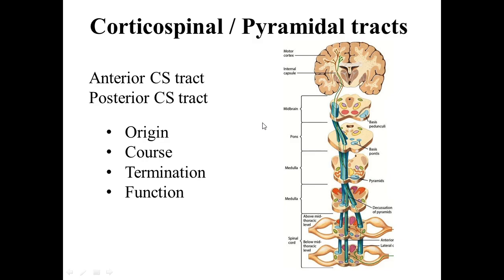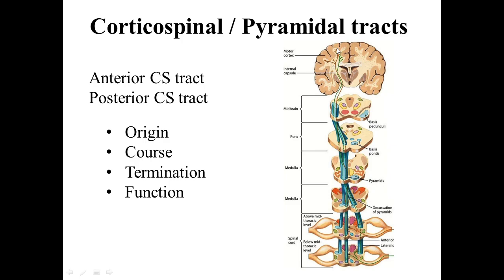Now what is the origin of corticospinal tract? They arise from the motor cortex, that is area number 4, then the premotor cortex, area number 6. A few fibers also arise from the sensory cortex, that is area numbers 3, 1, 2. Then there are also the association areas. So a few fibers also arise from association areas of parietal, temporal and occipital lobes.